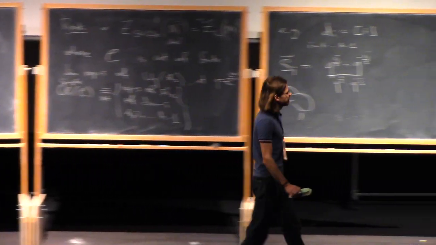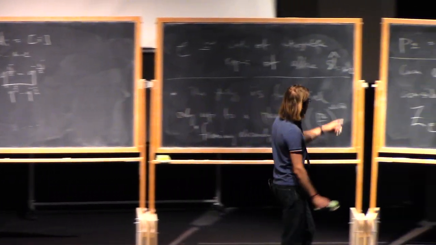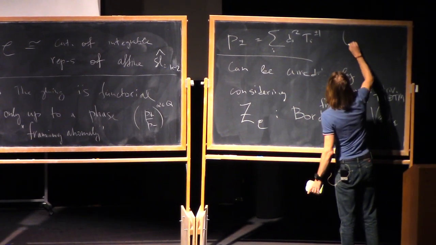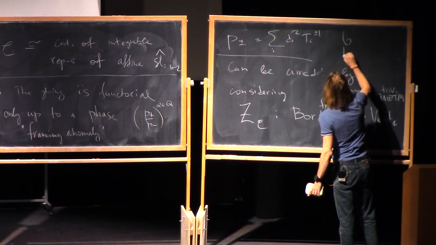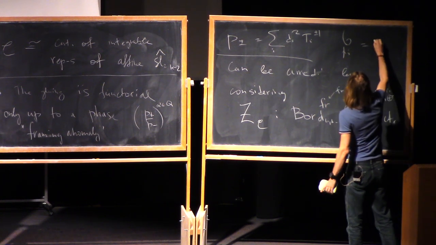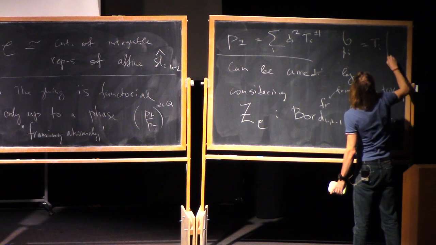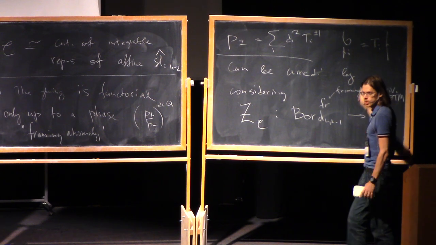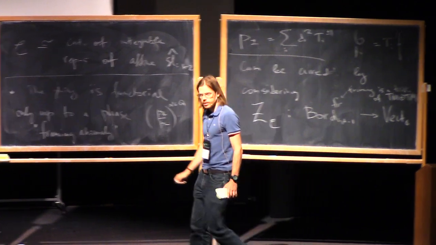Capital T. Oh well, I defined this in the previous lecture. So if I consider the following part of the diagram, where I label this strand by simple object I, this is the same as just a strand without this loop multiplied by TI.